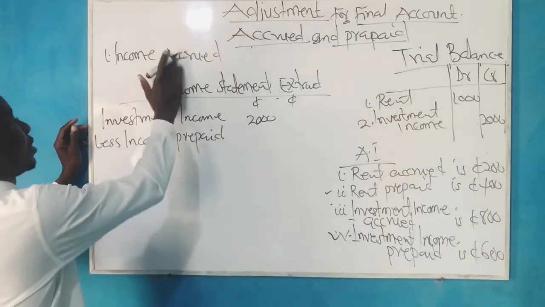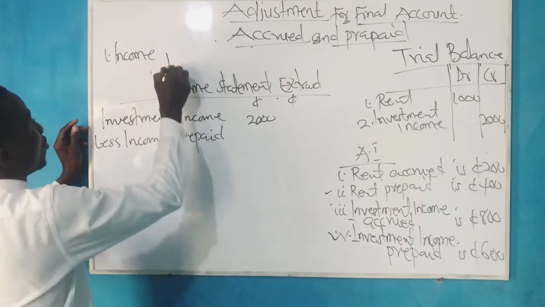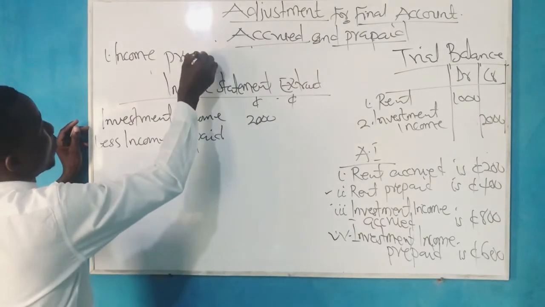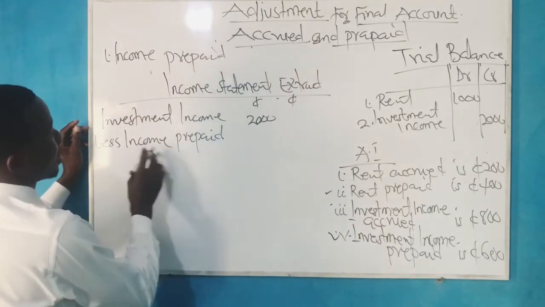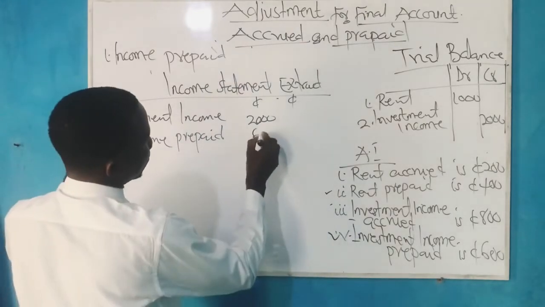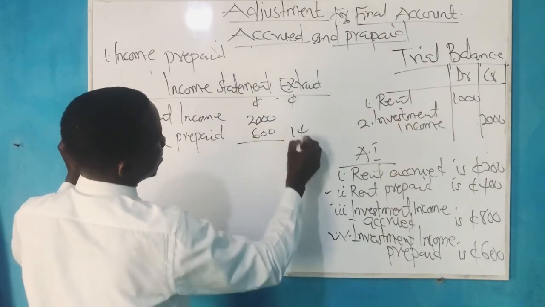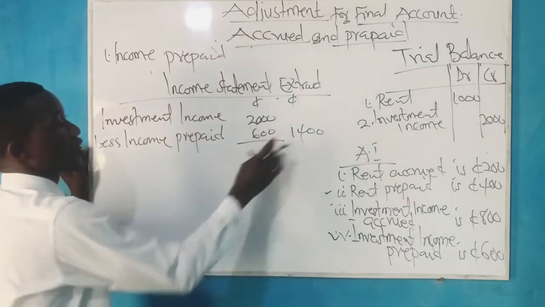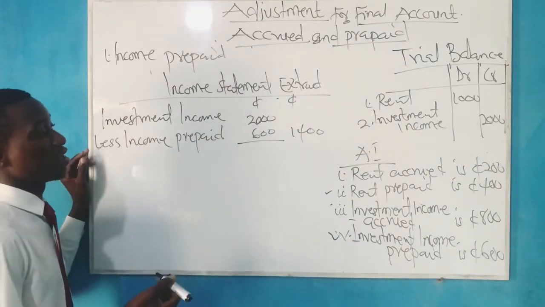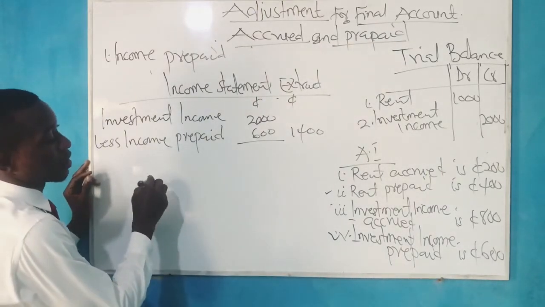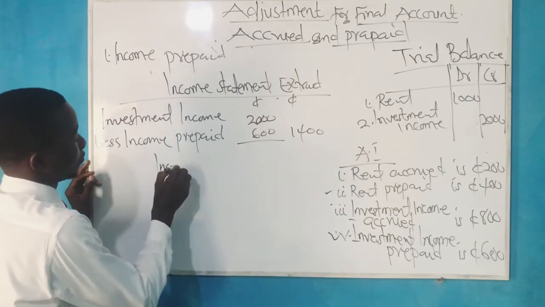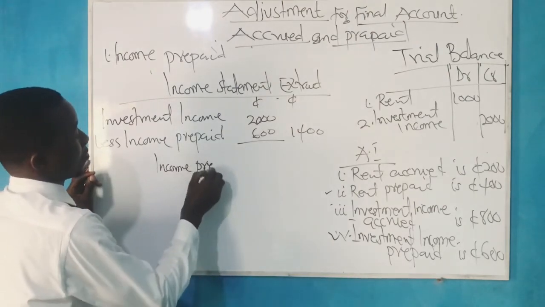Better still, let me clean this please, so that we will know what we are actually talking about. We are talking about income prepaid. So we less our income prepaid of 600. This will give us 1,400. So we will be reporting this to the income statement. Better still, we can open an account for that. That is an income prepaid account.